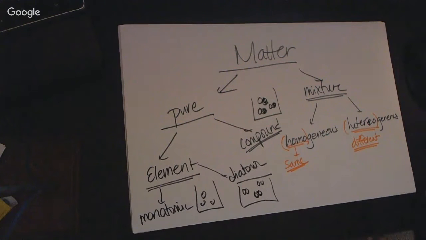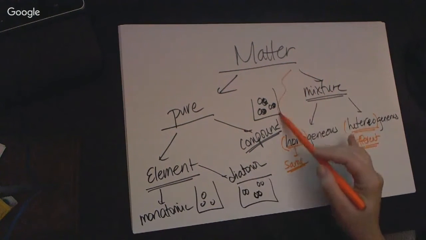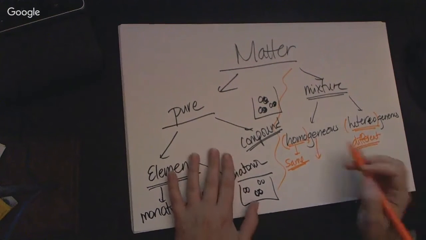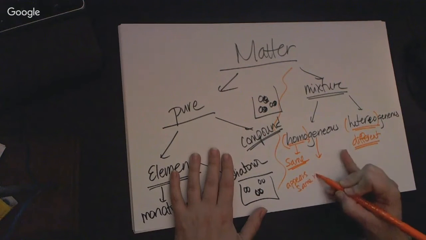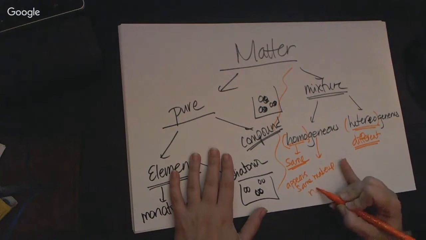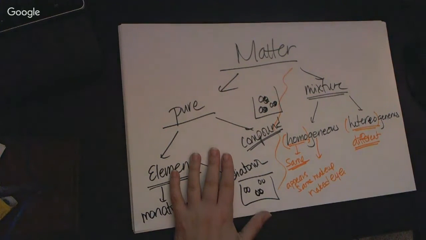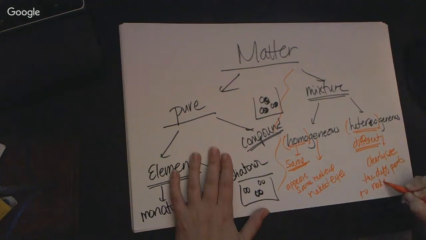Now this is actually really tricky, because sometimes kids think homogeneous means the same, so everything has to be the same. Well, if it's the same, then it would be pure. Notice that homogeneous is not on this side with the pure things. Homogeneous is kind of a misnomer. Homogeneous means that it appears to have the same makeup to the naked eye, as opposed to heterogeneous, which means you can clearly see the different parts to the naked eye.